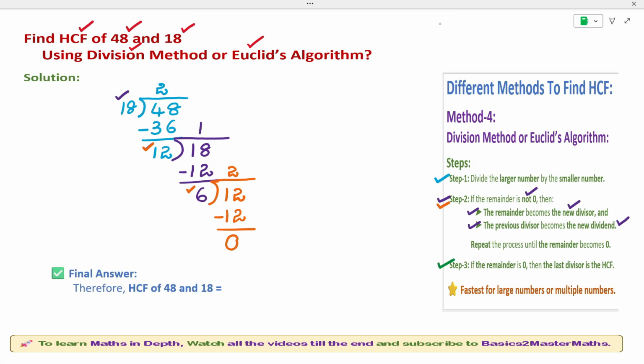Step 3. If the remainder is 0, then the last divisor is the HCF. Therefore, HCF of 48 and 18 is 6.